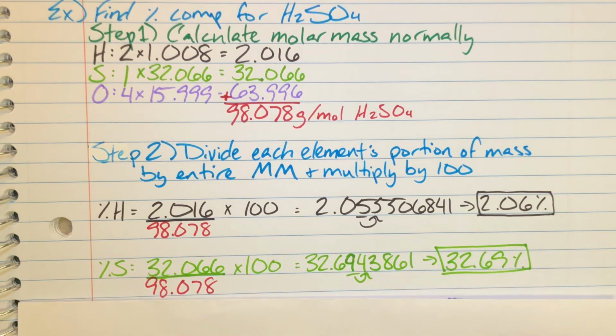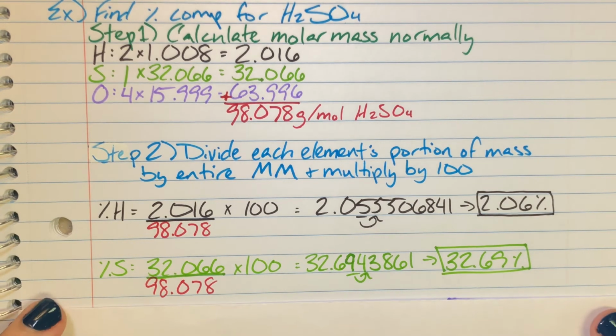I'm going to do the same thing for sulfur. Whenever I divide sulfur's mass, 32.066, by 98.078, and multiply that by 100, I end up getting the number 32.6943861. And then whenever I round it, I end up with 32.69.